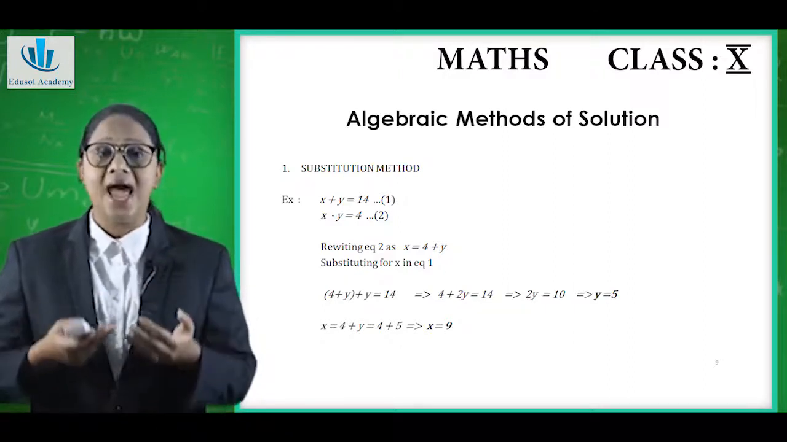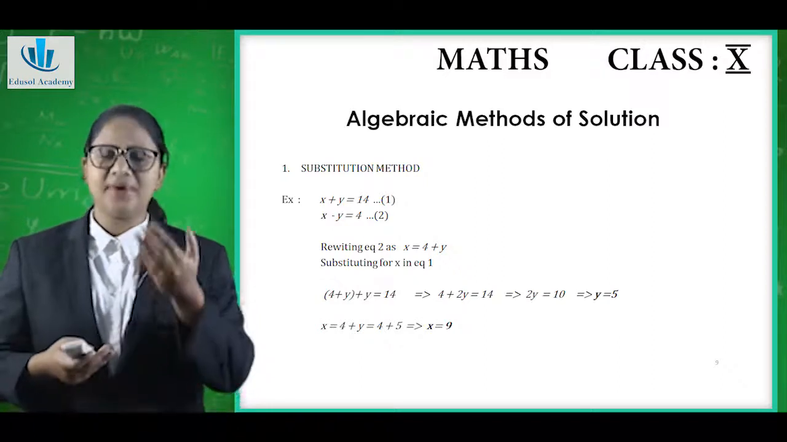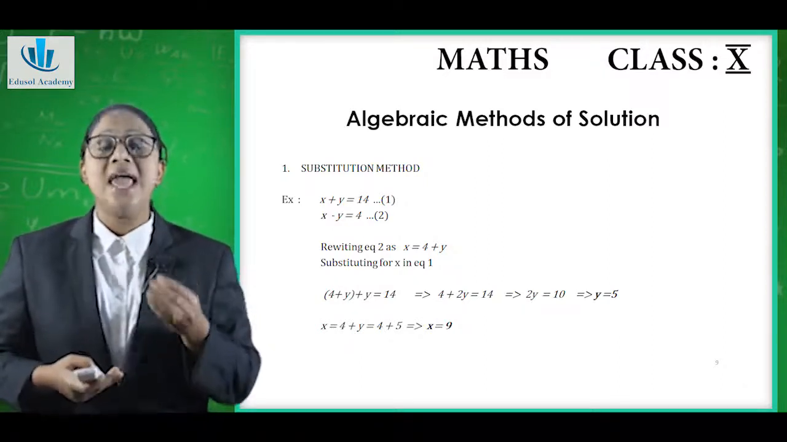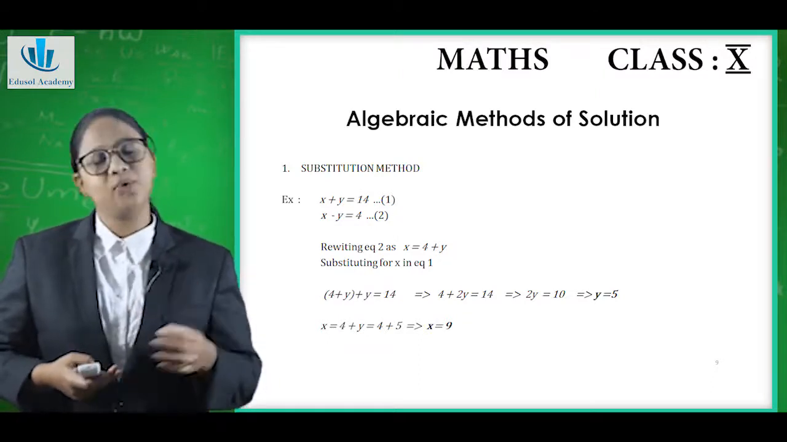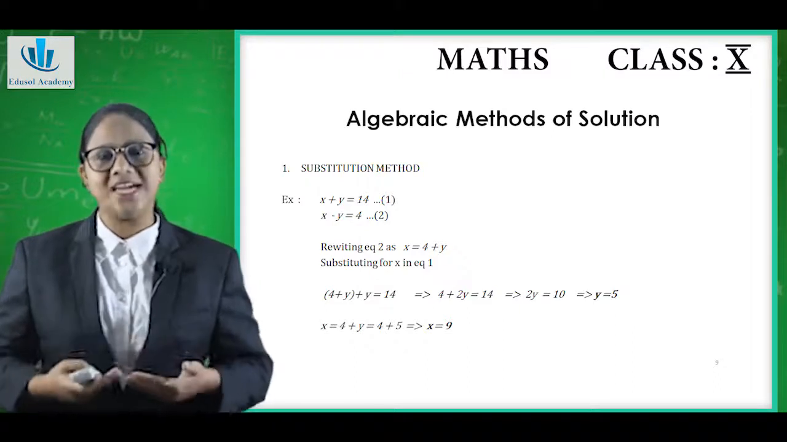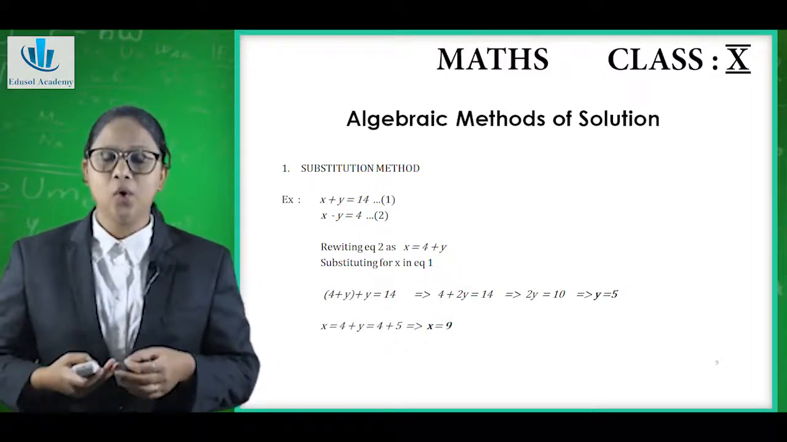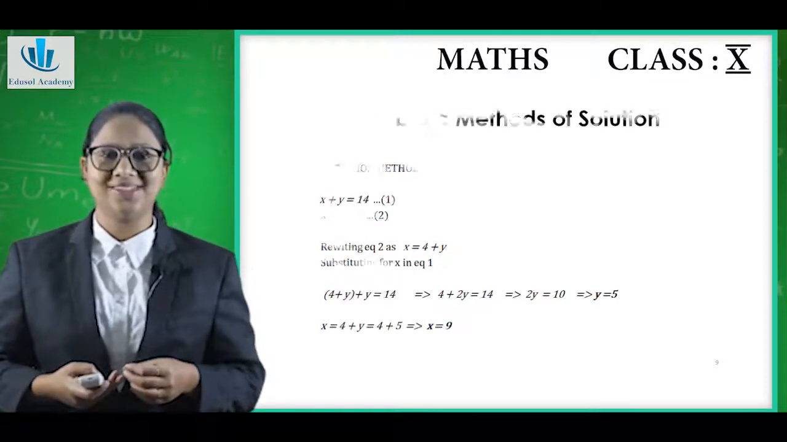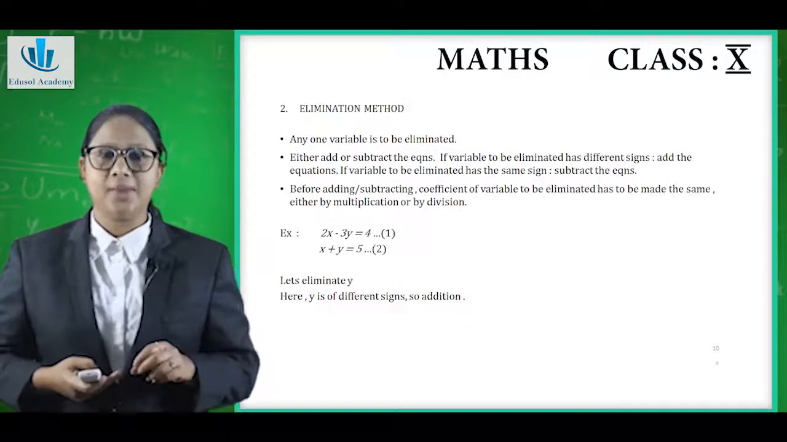Now that we have the value for y, we can find x, right? Because we already have formed the equation that x is equal to y plus 4. So just put y as 5 and add 4, you will get x as 9. I hope the method is clear to you. Substitution method it is. Moving on to the second method.